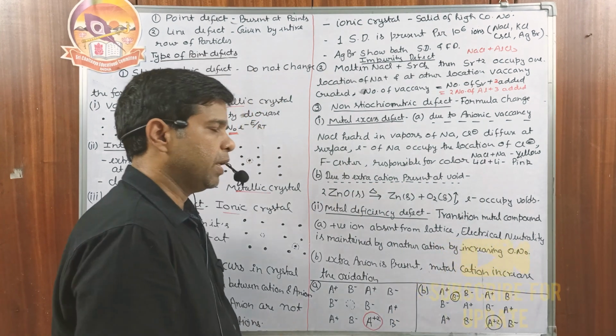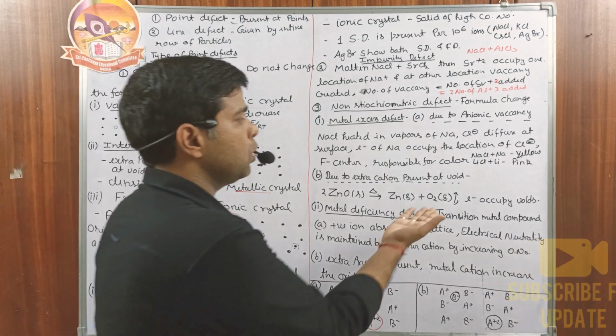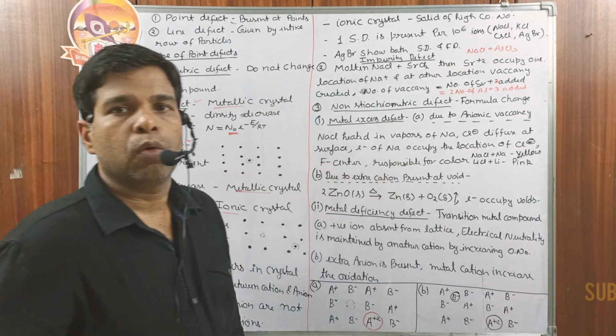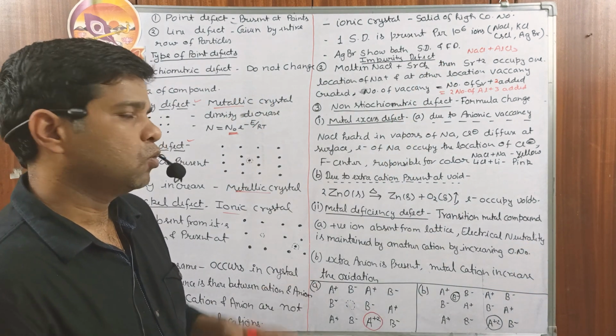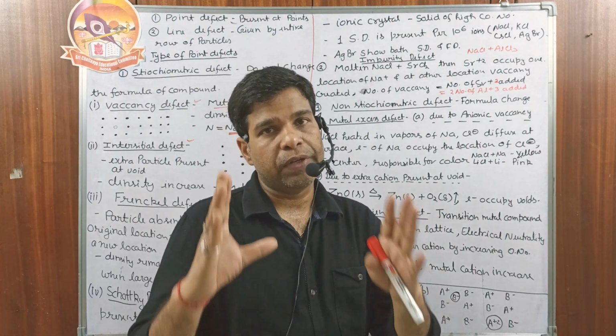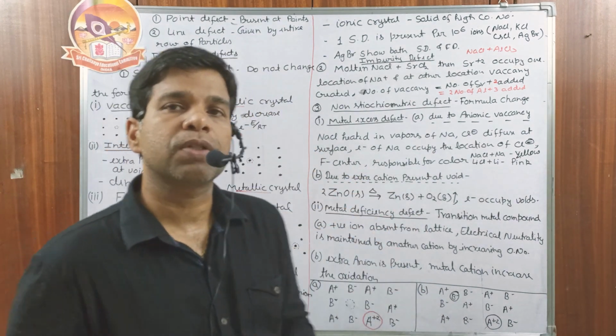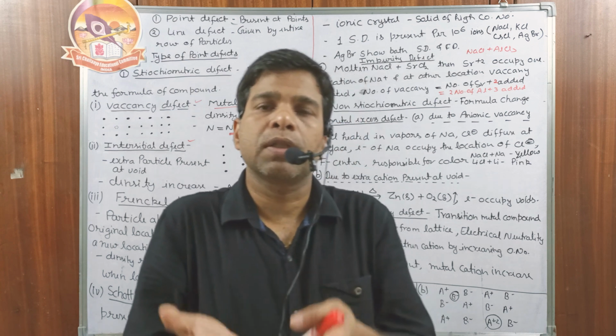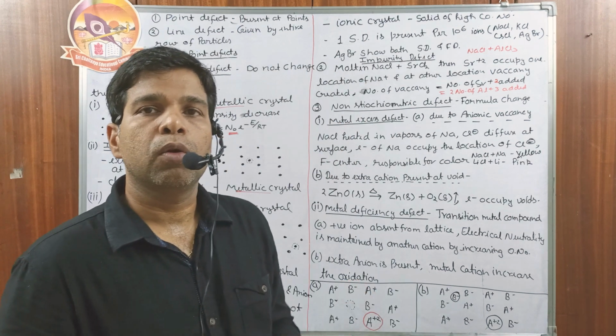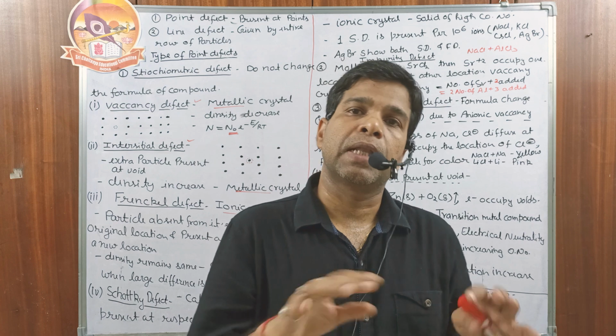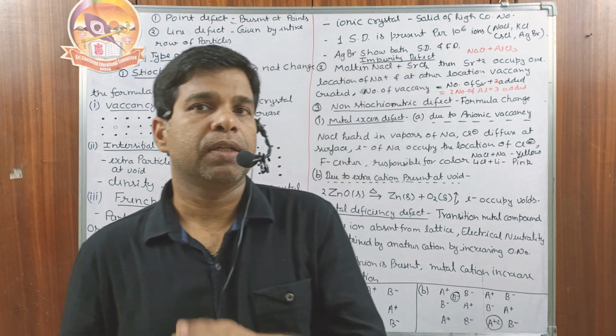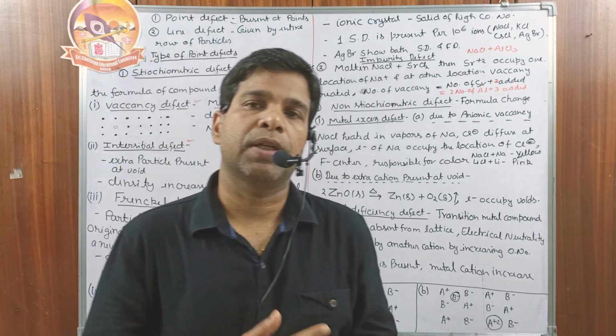Then next we have the metal excess defect due to an extra cation present at the void. Suppose we have ZnO and we are heating the ZnO. Slowly oxygen is going outside as O2. At any particular instant we still have some oxygen present, but since oxygen is continuously coming out, the amount of oxygen is less and the amount of Zn is more at that particular instant.